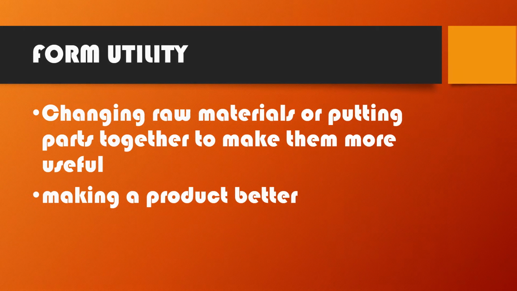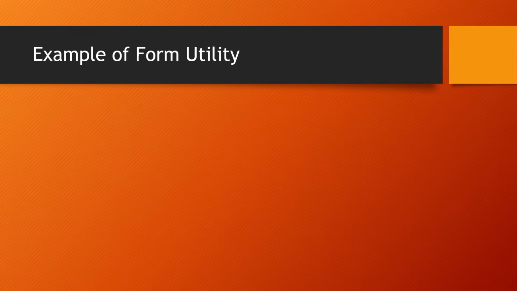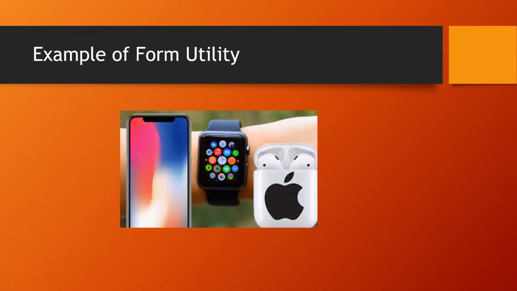Let's have an example. iPhone has a better camera and the Apple Watch is waterproof. It has special features that add value to the product. So this is form utility. Nowadays, you don't have to carry your MP4 player, a radio, or your camera just to listen to music or take photos.